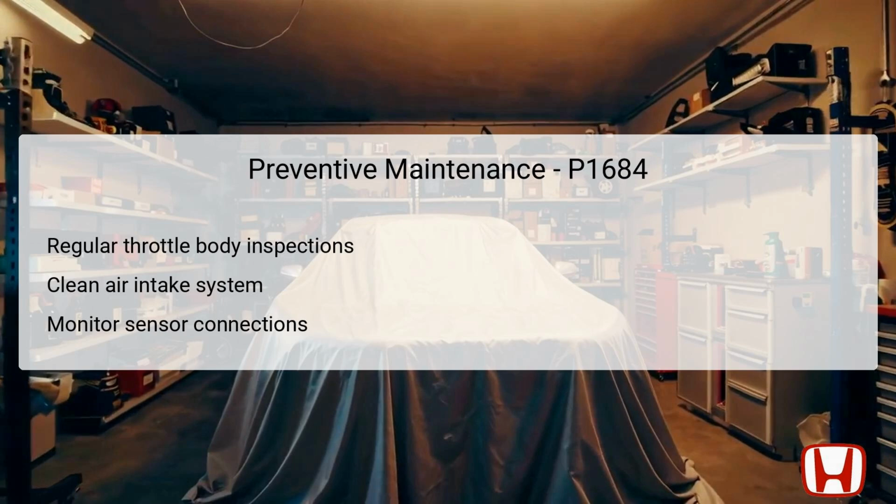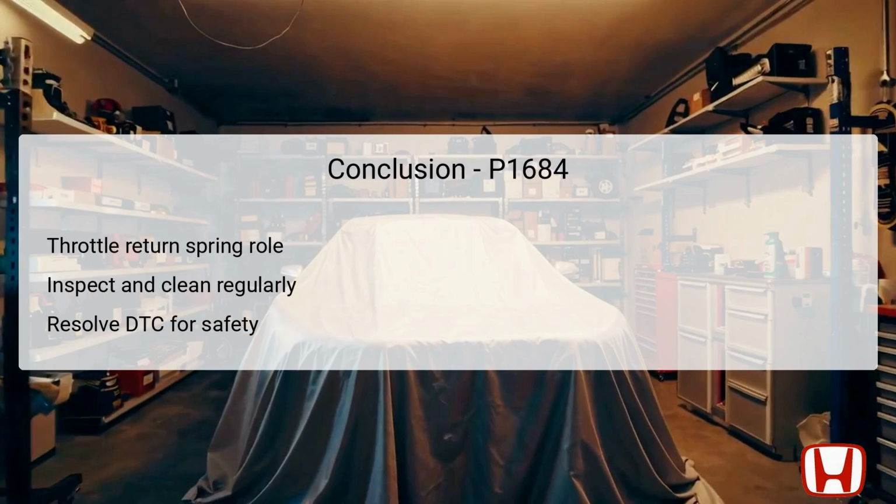It is also crucial to routinely monitor the connections between sensors and the PCM. Loose or corroded connections can easily lead to erroneous readings and faults. A proactive approach to these maintenance tasks will help in sustaining the reliability of the throttle control system and improve long-term vehicle performance.